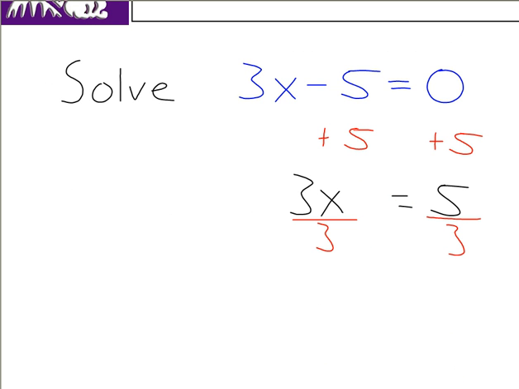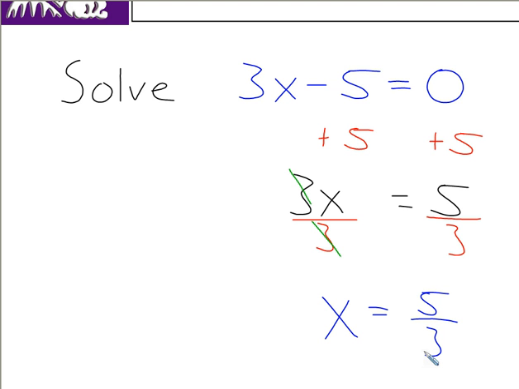So what happens on the left-hand side is that the 3's are going to cancel out with one another, which is what we intended to happen. And on the right-hand side, we get 5 divided by 3, which doesn't divide evenly, so we just leave that alone. On the left-hand side, we'll have an x left over. And on the right-hand side, we just get 5 divided by 3, which we'll just leave as a fraction, 5/3.